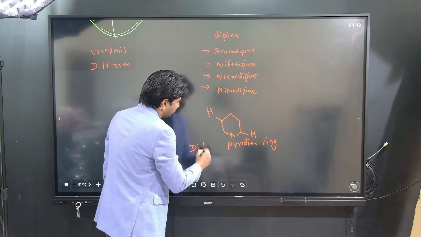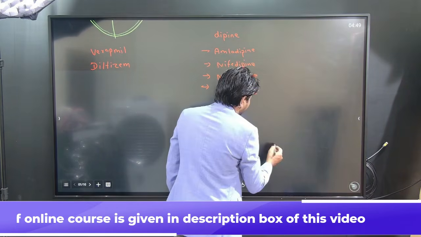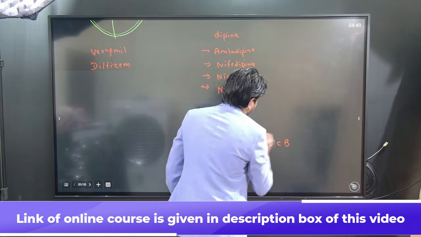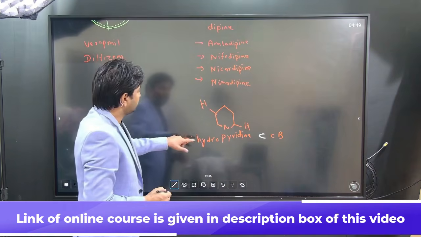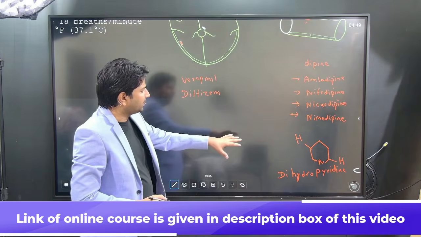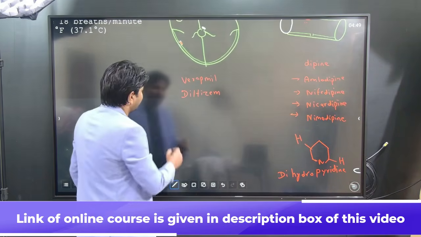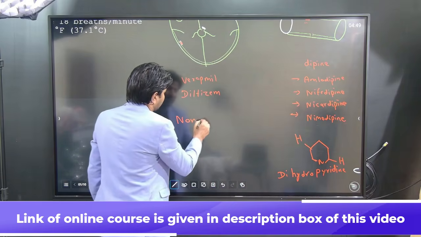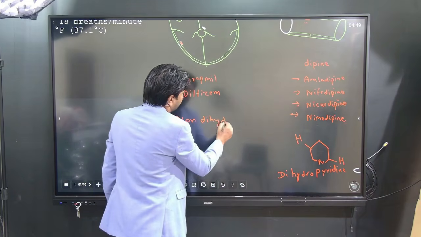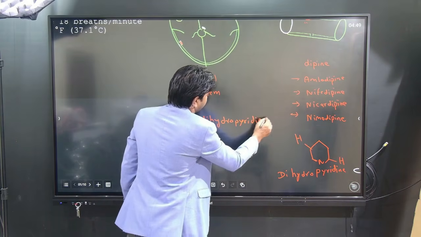And for hydrogen, dihydropyridine, a dihydropyridine calcium channel blocker. So all the dipine drugs are called dihydropyridine calcium channel blockers. But the calcium channel blockers other than the dihydropyridines are called non-dihydropyridine calcium channel blockers.